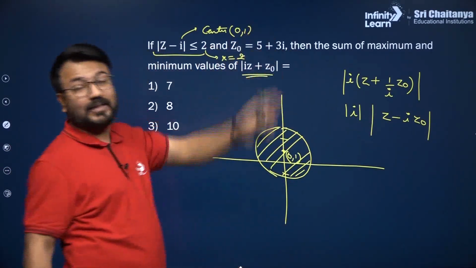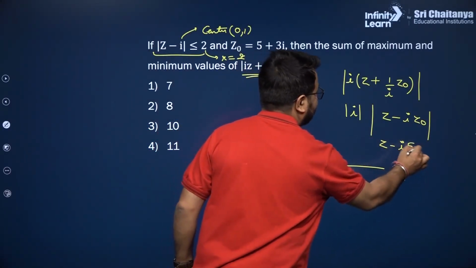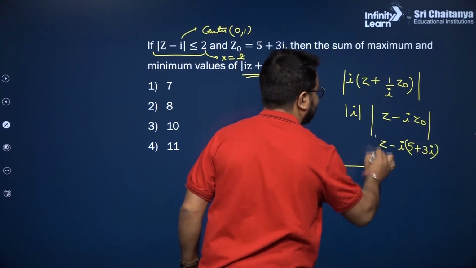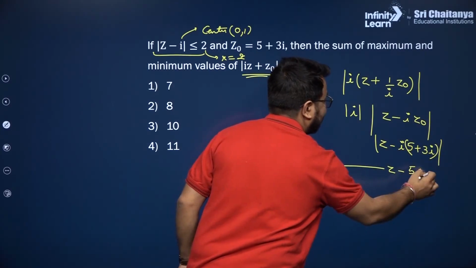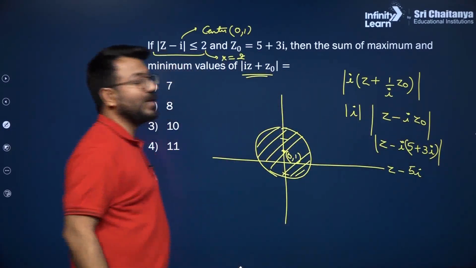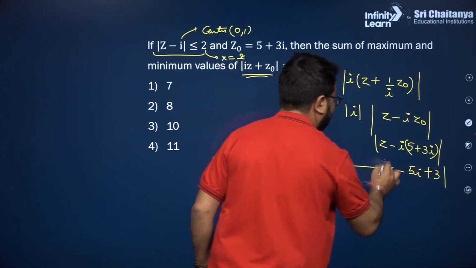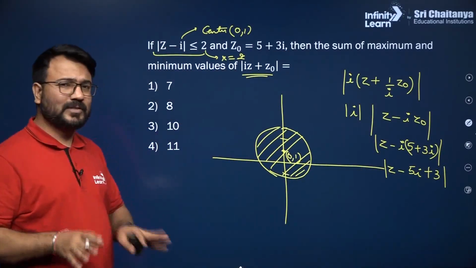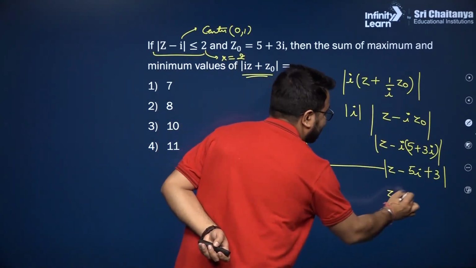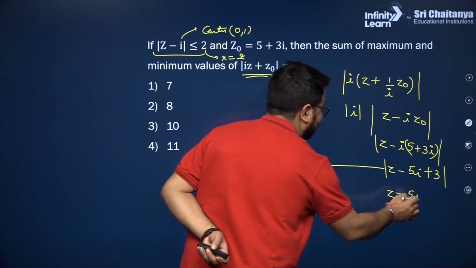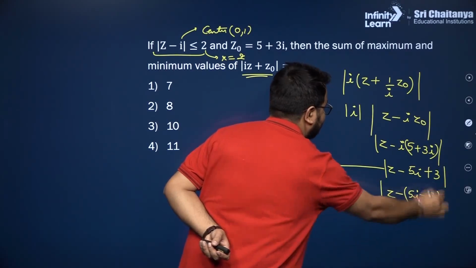Let us put the value of z0. It will be 5 plus 3 iota. So here I am writing 5 plus 3 iota. Let us try to simplify it. So it becomes 5 iota z minus 5 iota, and here we will have iota square. Iota square will be negative 1, which will make it plus 3. I hope this is also clear to you. Now suppose I take this negative common, I will be left with 5 iota minus 3.